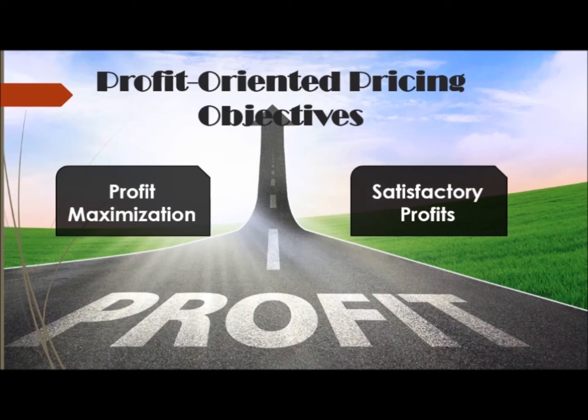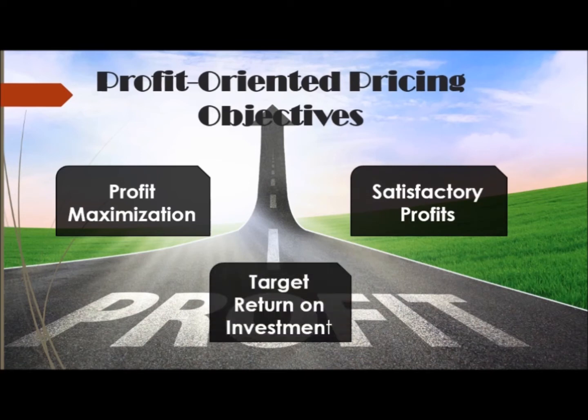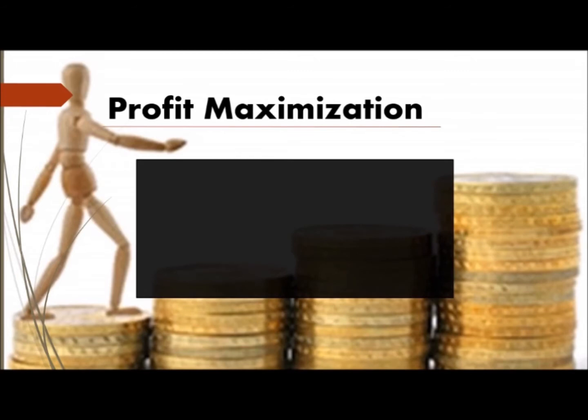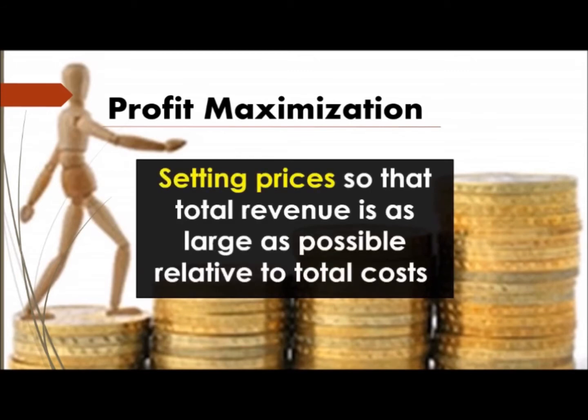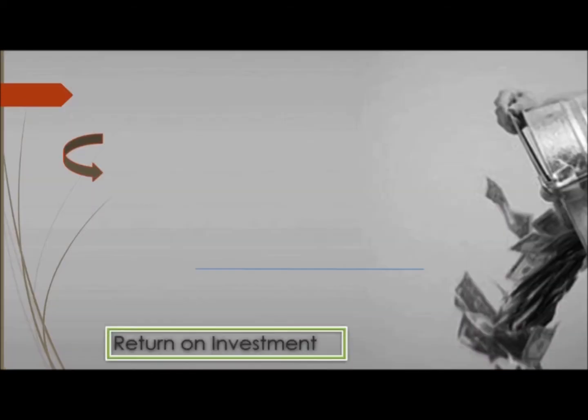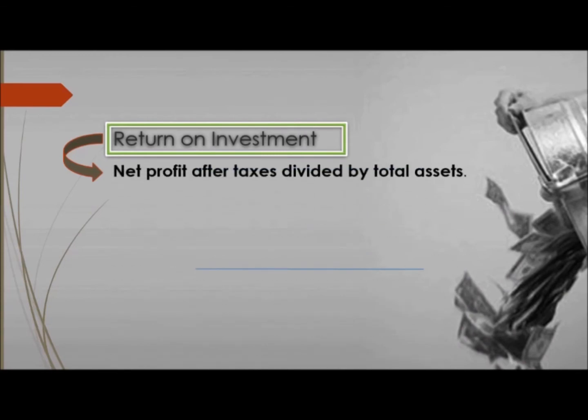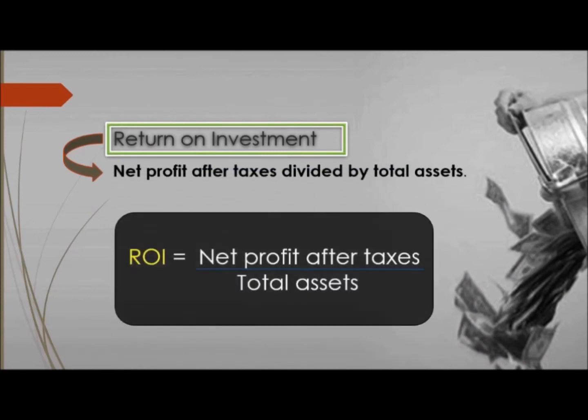satisfactory profit, target return on investment. Profit maximization means setting prices so that total revenue is as large as possible relative to total cost. Return on investment: to calculate return on investment, you can divide net profit after tax with total assets.